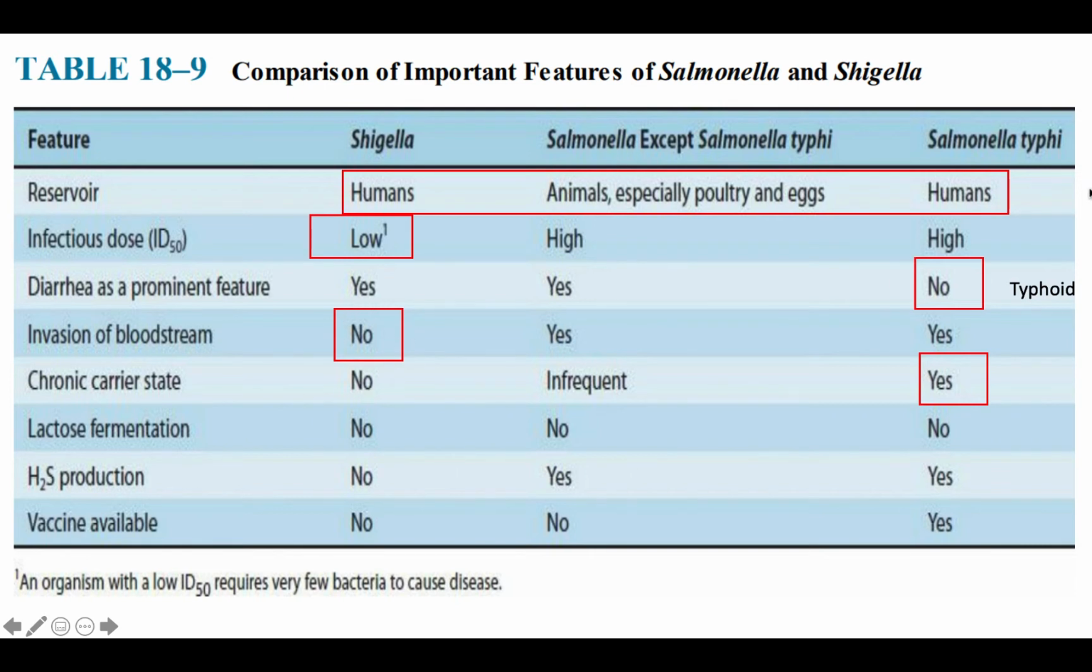Chronic carrier state, for whom? Salmonella typhi. Where? In the gallbladder. Other Salmonella, do they cause this? Yes, not as frequently though. Lactose fermentation, we know they are all no. H2S, Salmonella is positive. And vaccine. Okay, where were we? So H2S production, we know that it is a lactose non-fermenter and an H2S producer. And then vaccine: for Salmonella typhi there is a vaccine, but not for the other types of Salmonella.